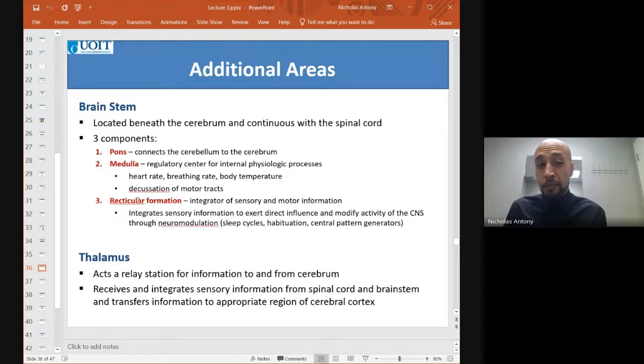It also contains the reticular formation, which is integrating everything coming in and out of the brain; it has to go through the reticular formation. So when you have neuromodulators, like epinephrine, and everything's all jazzed up and ready for fight or flight, that neuromodulator is sent to the reticular formation, which is going to downregulate, for example, digestion, and upregulate heart rate and things for fight or flight. The pons is just the connection of the cerebellum to the cerebrum, or to the brainstem up to the cerebrum. And that's the brainstem.